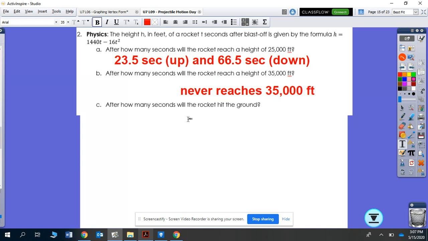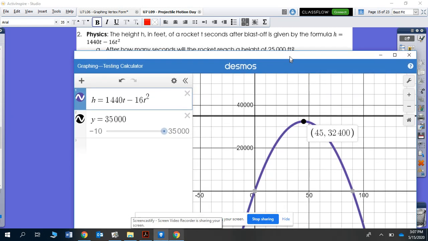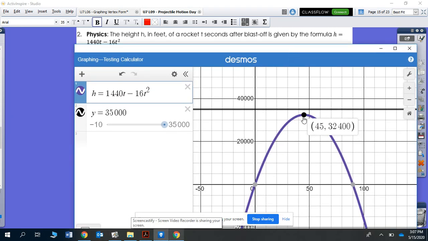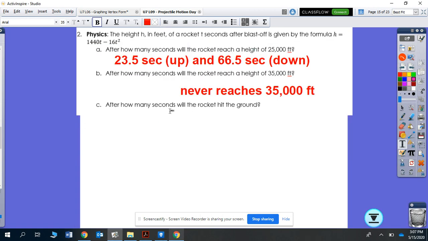Last thing is, when will the rocket hit the ground? When will our rocket actually come back down from outer space or wherever it is and hit the ground? Well, remember, this is where it took off. It's flying. It reaches its maximum height at 32,400, and then it comes back down and hits the ground right there. So when are we hitting the ground? 90 seconds after liftoff, right? We're going to hit the ground 90 seconds after liftoff.